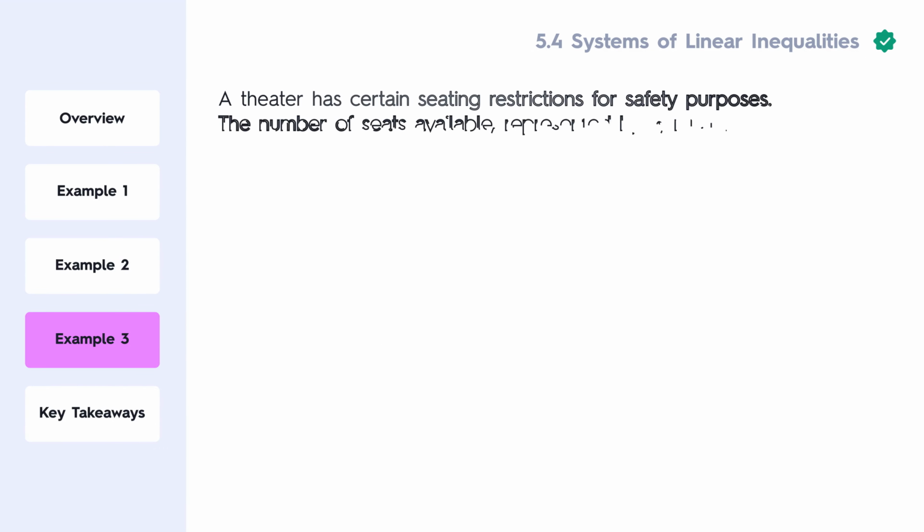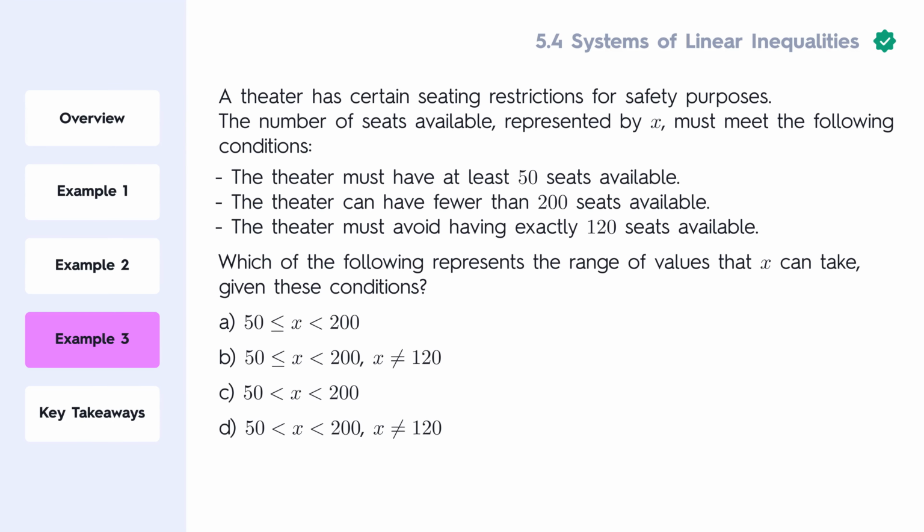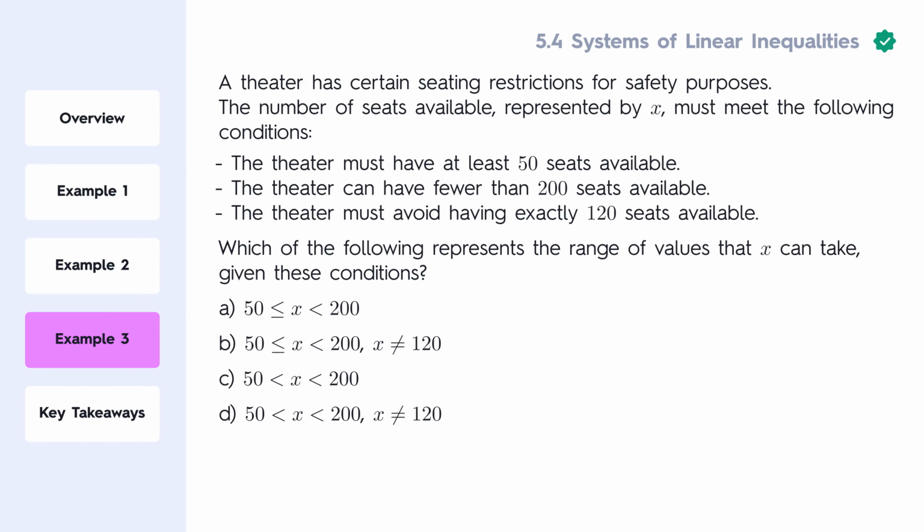A theater has certain seating restrictions for safety purposes. The number of seats available, represented by x, must meet the following conditions. The theater must have at least 50 seats available, it can have fewer than 200 seats available, and it can't have 120 seats. Which of the following represents the range of values that x can take?